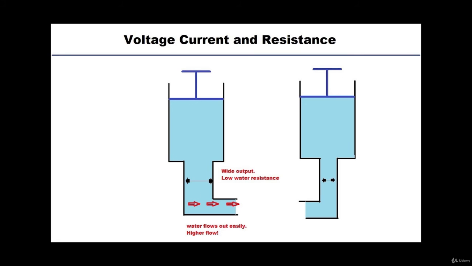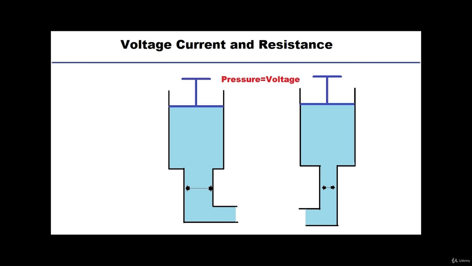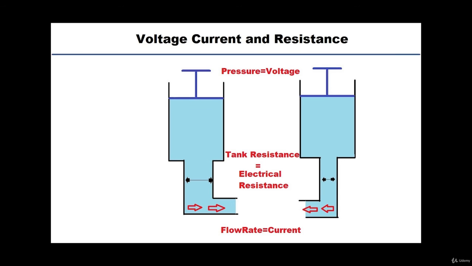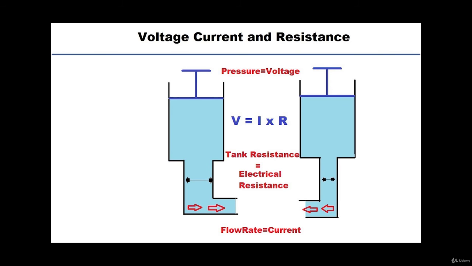Now we can simply tie these concepts with voltage, current, and resistance. The pressure we apply is the voltage. The water flow is our current. And the tank resistance is our electrical resistance. Higher resistance means we need higher pressure in order to get higher flow rate. And this relationship is given as voltage equals current times resistance. So it is an interconnected relationship, where changing one parameter will affect the other one.